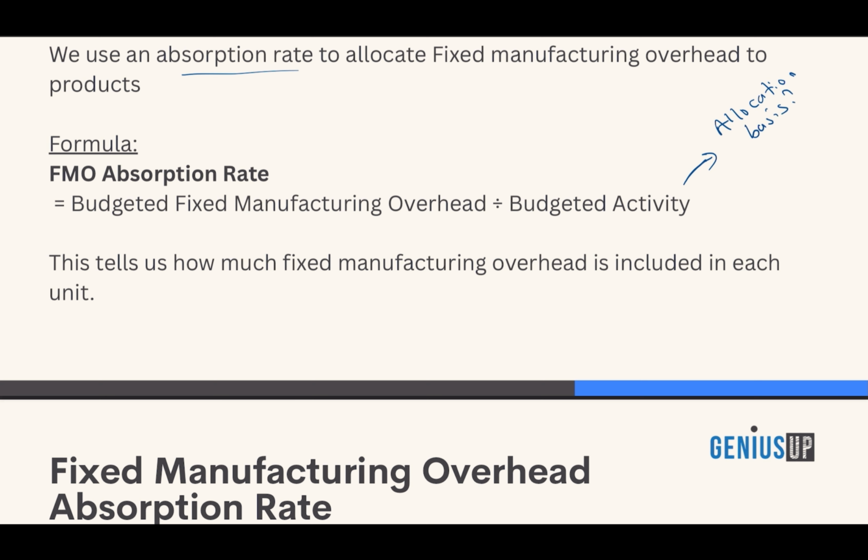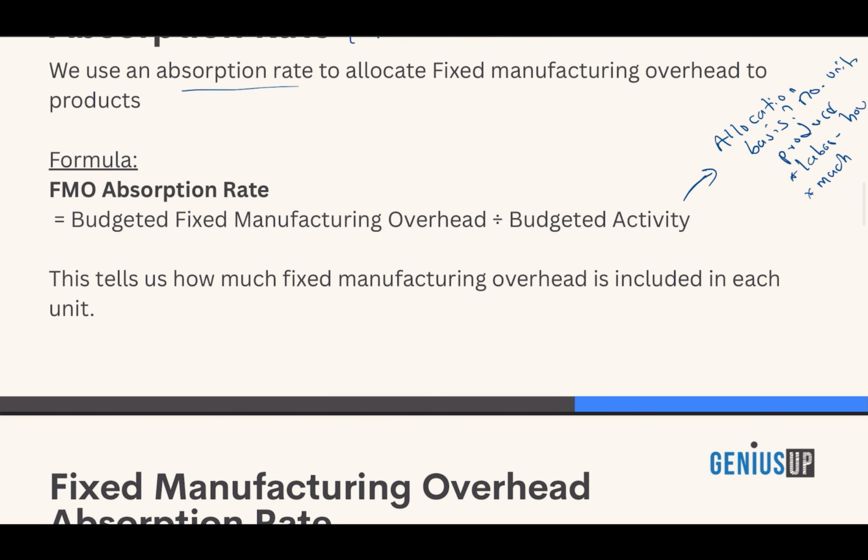Do they use number of units produced? Do they use labor hours? Do they use machine hours? So budgeted activity can be any of these things. You just need to understand what allocation basis does the business use. Do they use the number of units produced? Do they use labor hours, or do they use machine hours? So once you know the allocation basis, then you need to find the budgeted activity of that allocation basis.